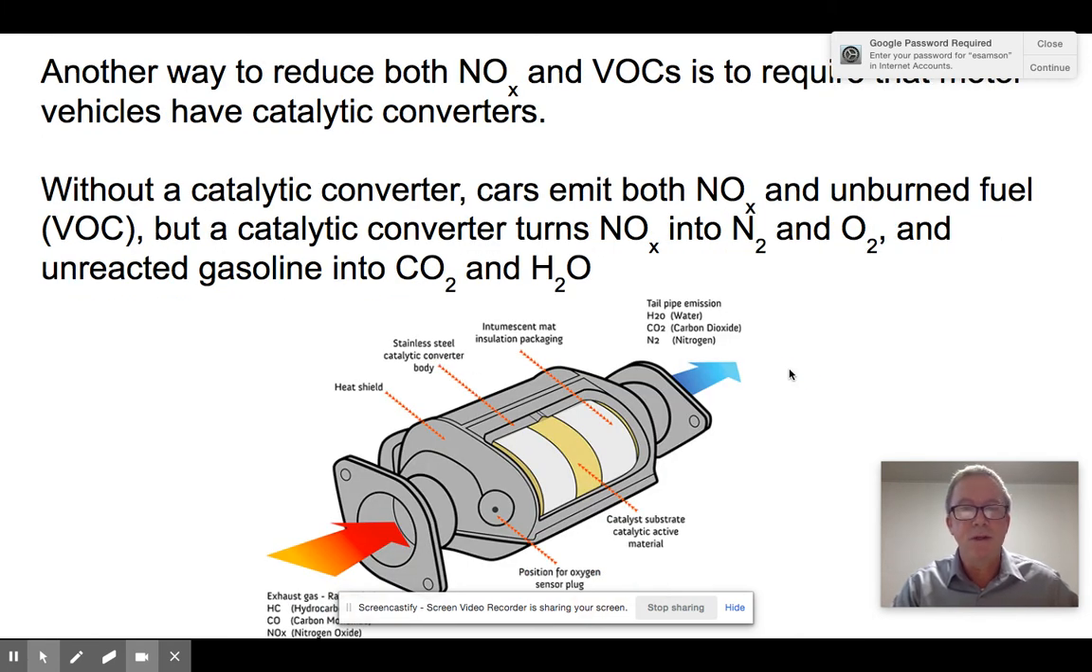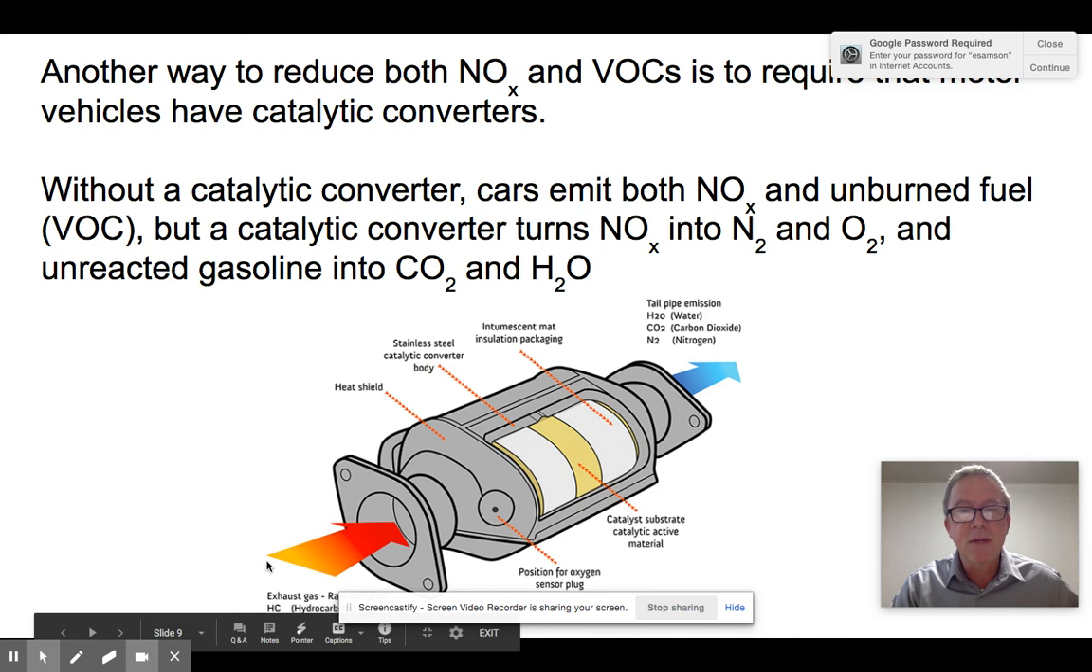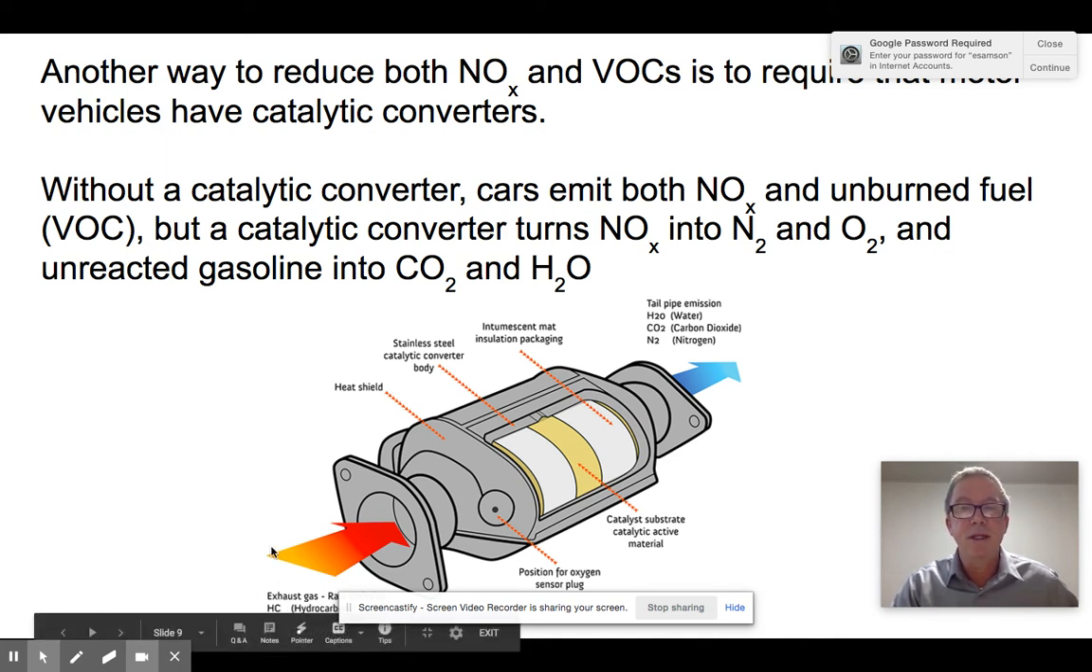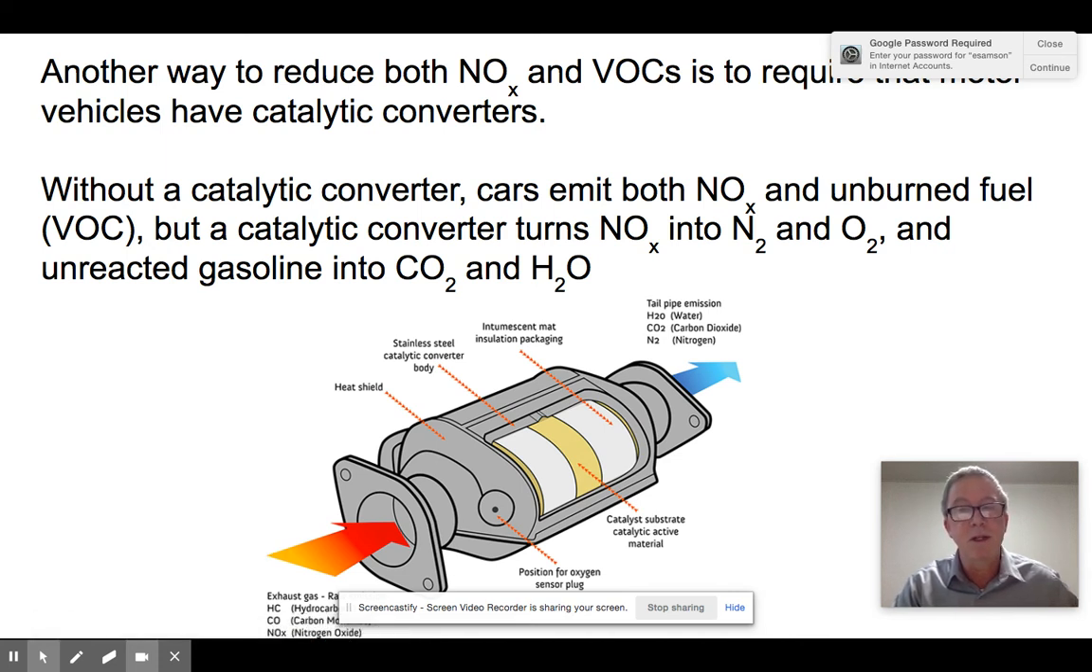Another thing we can do to reduce VOCs and NOx is a device called a catalytic converter, which is in the exhaust of cars in most developed nations. So what happens is the exhaust gas coming from the internal combustion is going to contain a few things. It's going to contain HC, that's hydrocarbons. Those are VOCs. It's going to contain nitrogen oxides, and it's going to contain carbon monoxide. All three of these things are bad. Now, carbon monoxide is separate from photochemical smog, but I'll just mention it here.